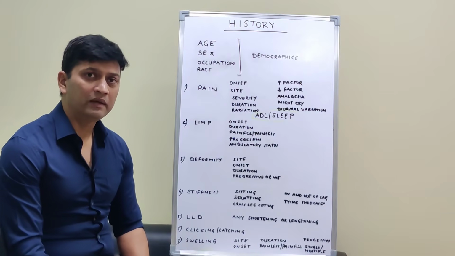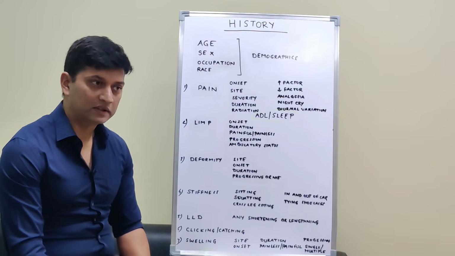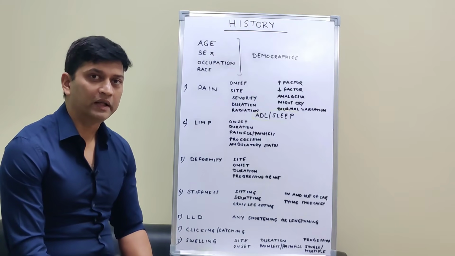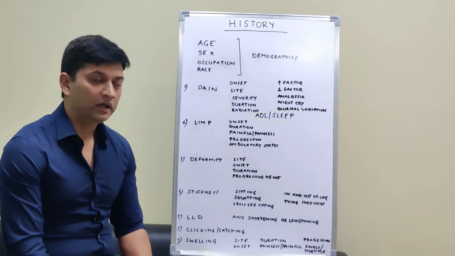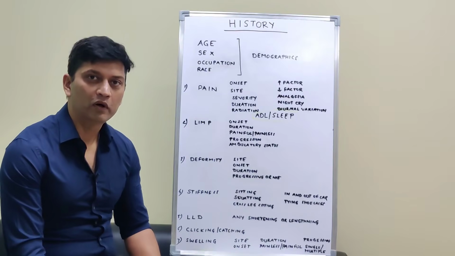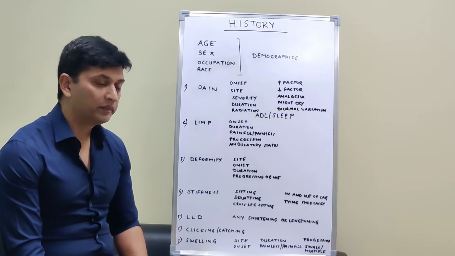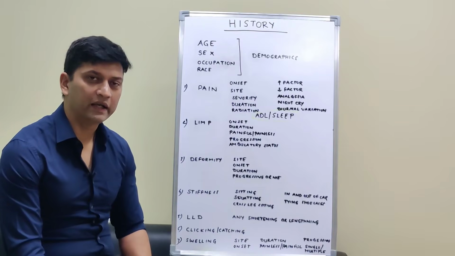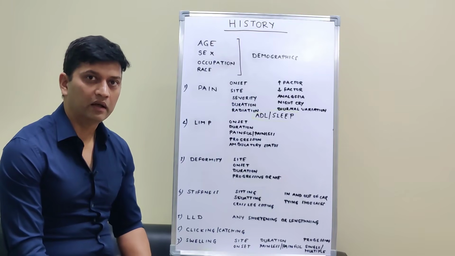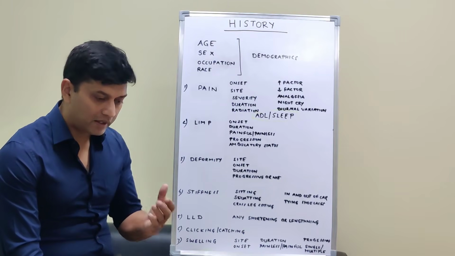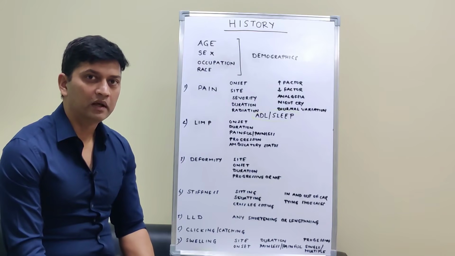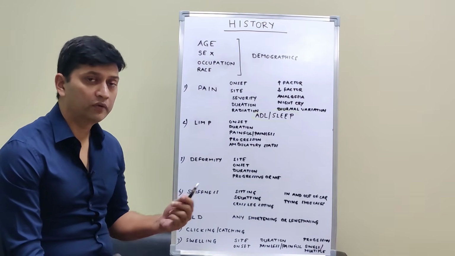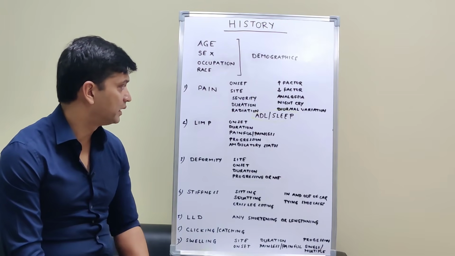Severity can also be assessed in terms of function, like how far can you walk? If somebody can walk a kilometer, that is very different to somebody who can barely walk a few steps. Do you need to use a stick? Is any walking aid required? If somebody requires an aid, that means his pain is probably much more severe. So drill the severity. Then duration is important, of course: how long it has been hurting.